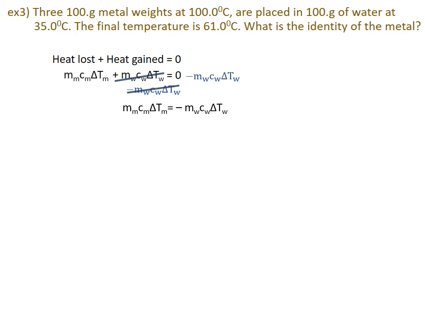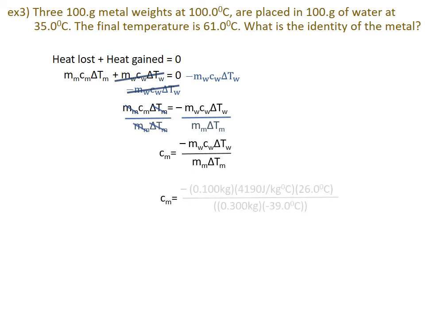Now, since Mm, Cm and ΔTm are all multiplied, I will get Cm by itself by dividing both sides by MmΔTm. So Mm and ΔTm will factor out on the left-hand side, leaving the specific heat capacity of the metal all by itself. And that's equal to negative MwCwΔTw over MmΔTm. So I will now substitute my numbers in.